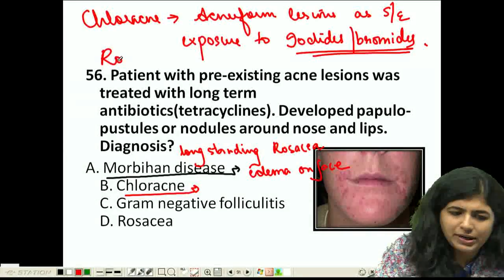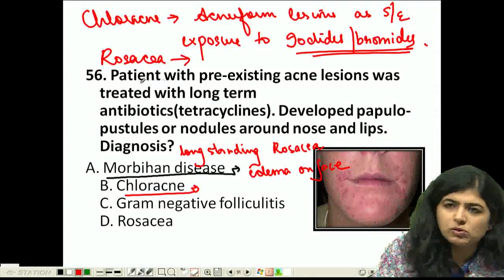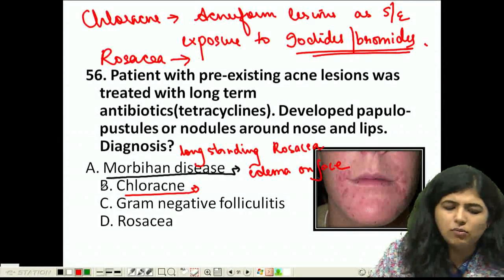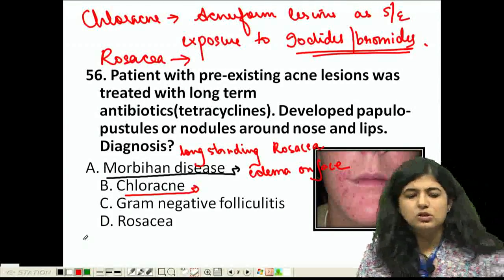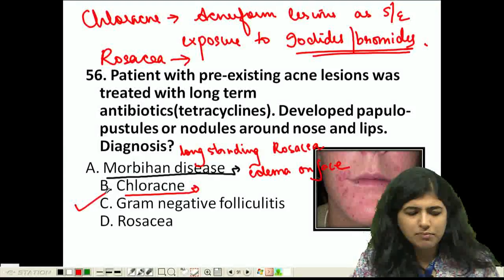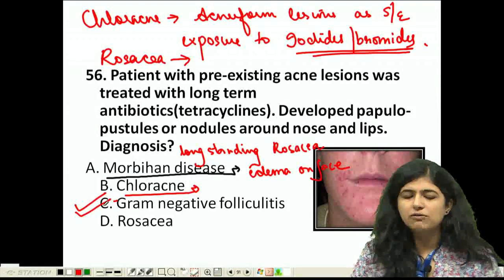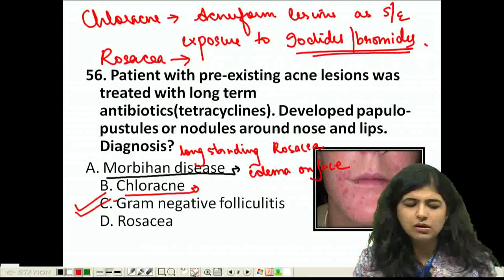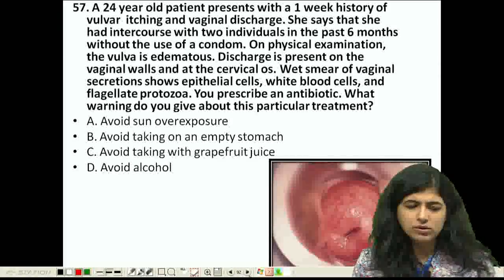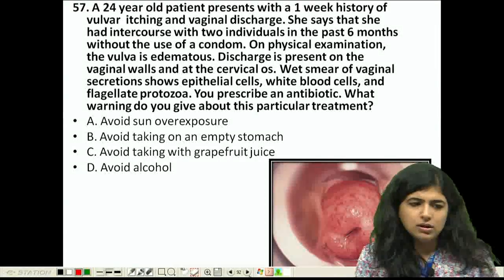Rosacea we have already discussed. It looks completely different. It will also have papules and pustules, but there will be a background of erythema, atrophy, telangiectasia. Morbihan's disease will be edema of the entire face. So this is the other option. Best answer here is gram-negative folliculitis due to long-term exposure to a broad-spectrum antibiotic. Clear to everyone? We move on to the next question.